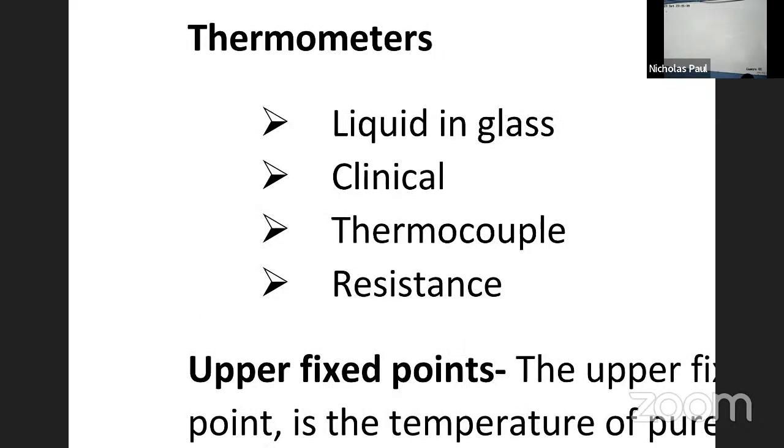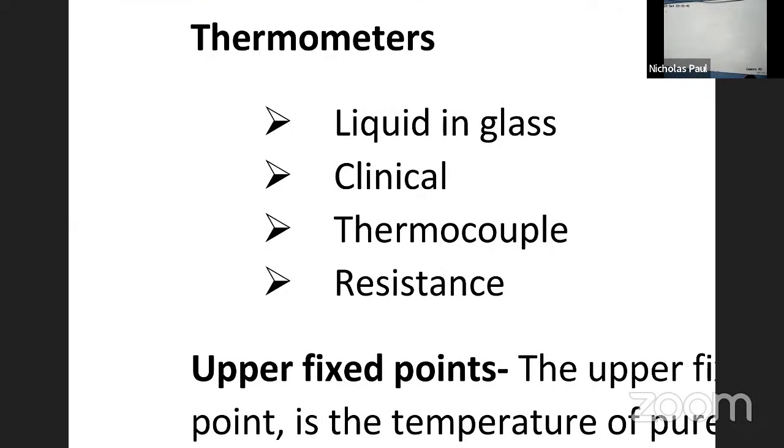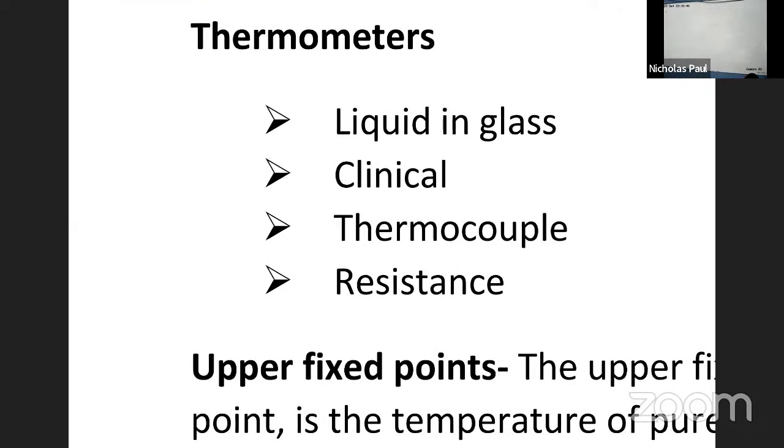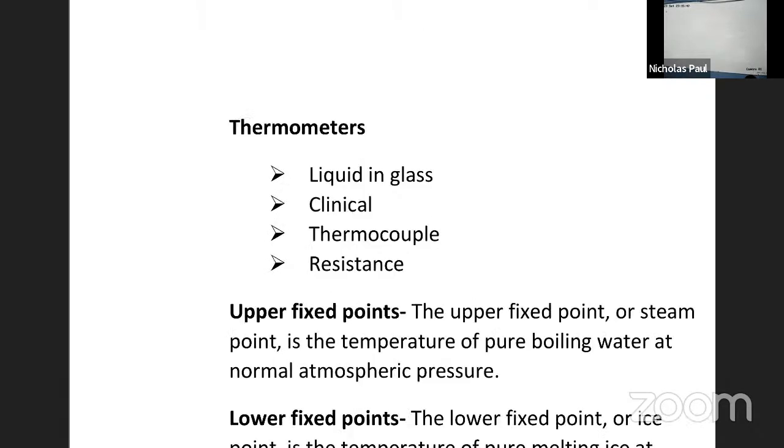There are four types of thermometers: the thermocouple, the liquid and gas thermometer, the clinical thermometer, and the resistance thermometer. In your clinical thermometer, you should remember that there's a constriction. I didn't draw it too well there. That allows you to take the thermometer out of wherever you're finding the temperature of, and the temperature value doesn't change. So the clinical thermometer has a little constriction in it. Then your liquid and gas thermometers are the ones you have in the lab.